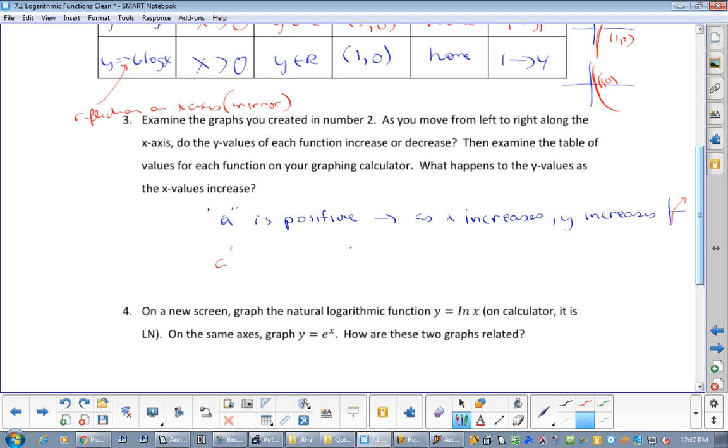If A is negative, as x increases, let's draw our graph right here before you answer this one. What's happening with y? It decreases. It's getting more and more negative, isn't it? So y decreases.